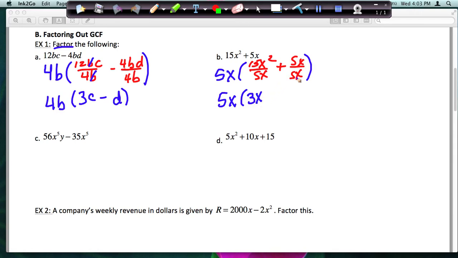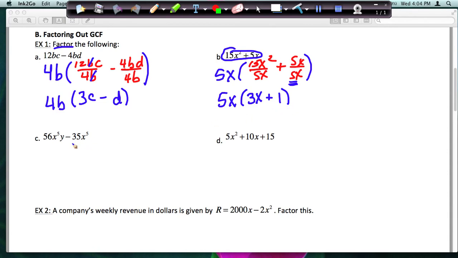This is where you need to be careful. Anything divided by itself is 1, so you shouldn't just put a parentheses there. You need to have a place of 1 there. That way, if you distributed this 5x through the parentheses, you would wind up with the answer you started with. If you didn't have that 1 there, you wouldn't wind up with that.